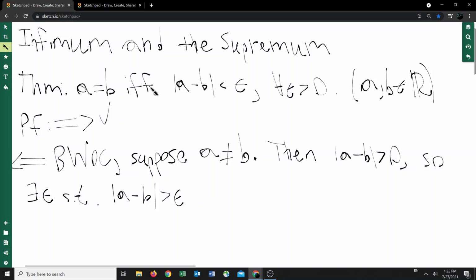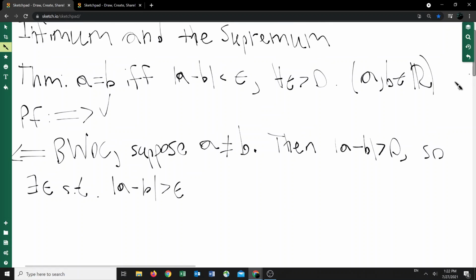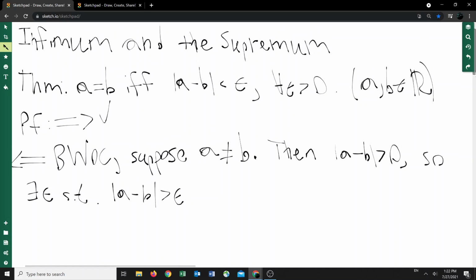In order to get a taste of the abstractness involved in a later proof, we're going to quickly prove a pretty simple fact, just to get an idea for the statement "for all epsilon greater than 0." So the theorem goes like this: a equals b if and only if the absolute value of a minus b is less than epsilon for all epsilon greater than 0, where a and b are real numbers.